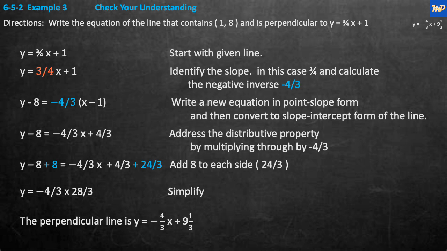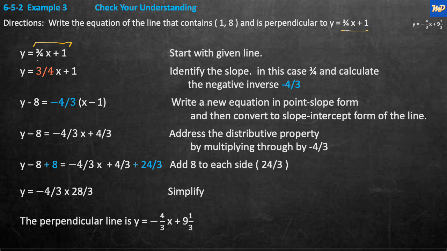Okay, write the equation of the line that contains (1, 8). So the line has to go through that point where x is 1 and y is 8, and is perpendicular to y equals 3/4 x plus 1. What's the first thing we do? We start with the given line, and it's already in slope-intercept form, right? We've been given the slope right here, 3/4.